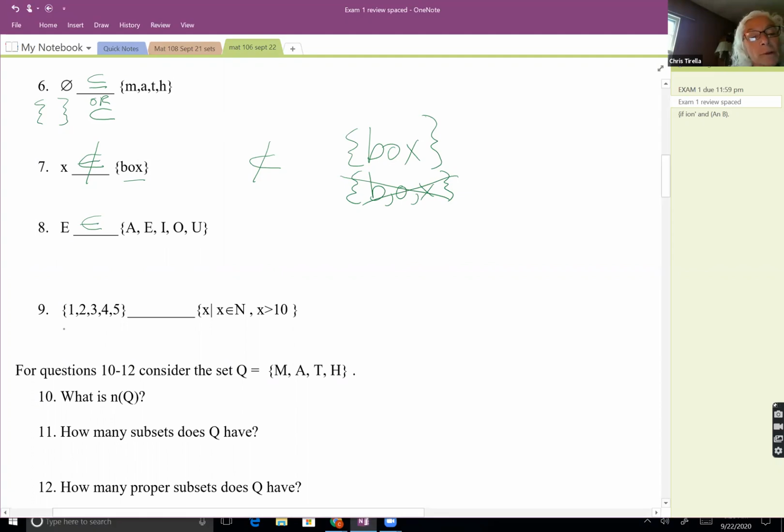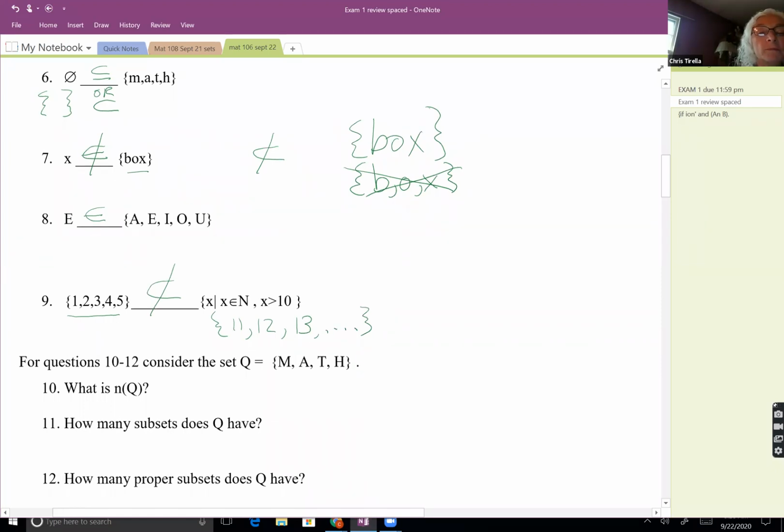And then question number 9. On the left, I've got 1 through 5. So I guess what's on the right? This is the set of all x such that x is a natural number. And what does that part tell me about x? Is it bigger than 10 or smaller than 10? It's bigger than 10. This is the set 11, 12, 13, and it keeps on going. Does it contain 1, 2, 3, 4, 5? No. So it's not a subset or a proper subset.